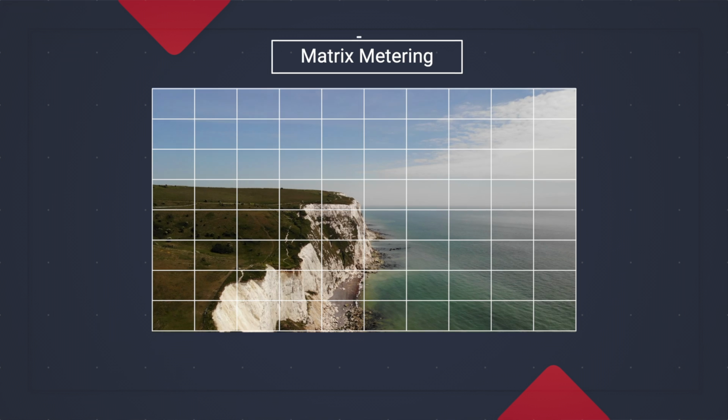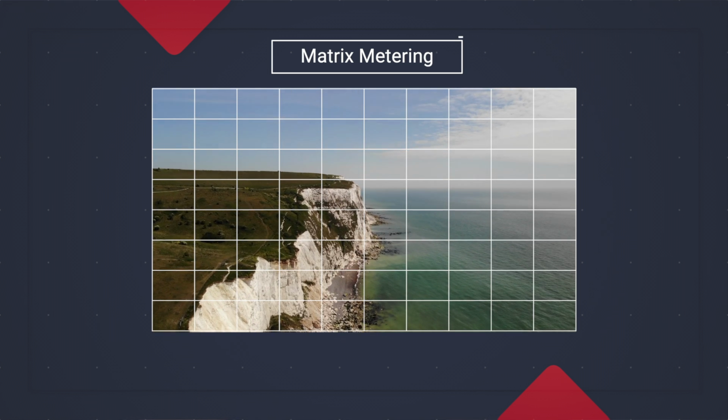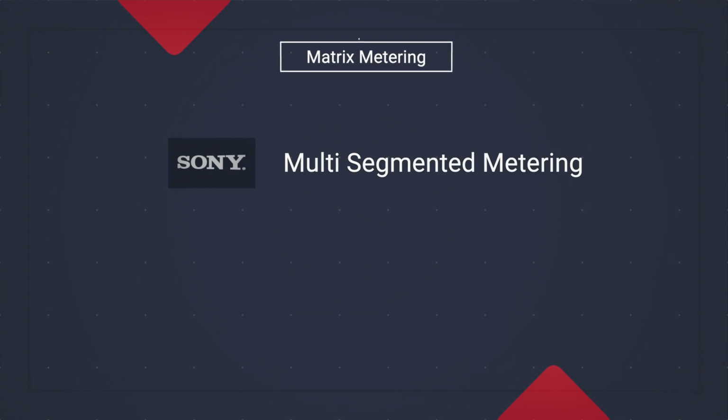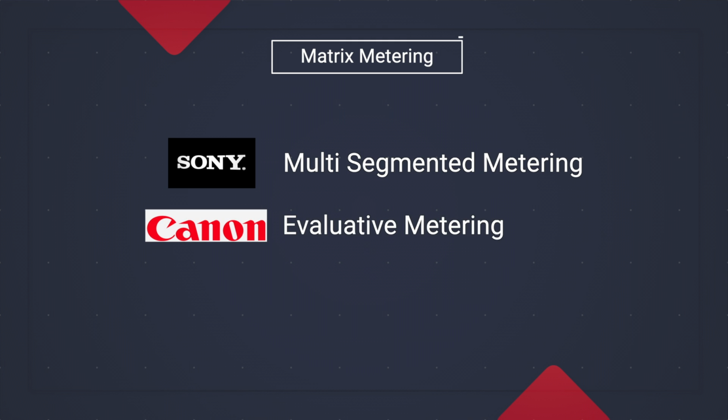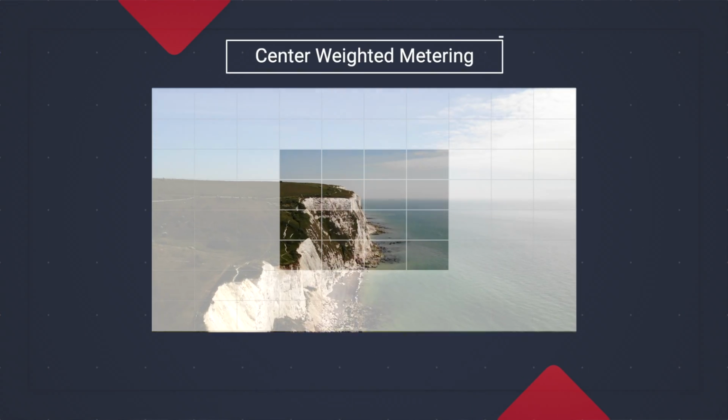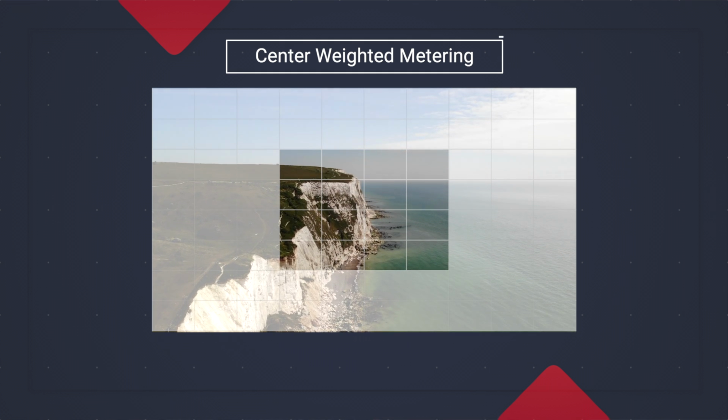The first one is the matrix metering, where the meter basically collects information from every single pixel in the image and decides on that what is a correct balanced exposure for the whole image. And depending on the brand, this might have a different term. For Sony, which I use, it is, for example, multi-segmented metering, or for Canon, it's evaluative metering, and for Nikon, it's matrix metering. And another common metering mode is center-weighted metering, where the meter basically just collects the data from the center of the frame and tries to expose this correctly.